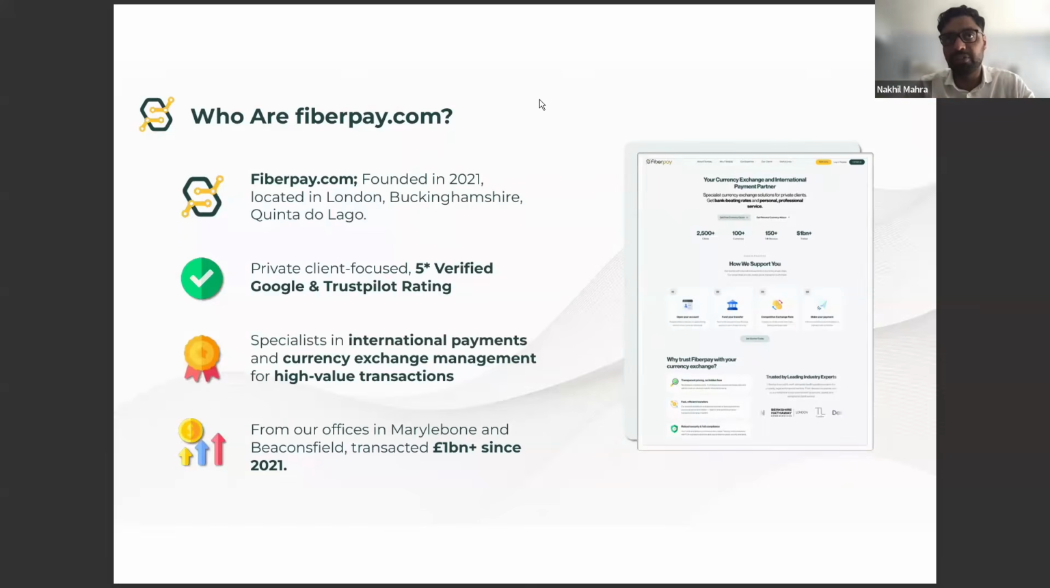We are 95% private client focused, so we speak to investors or property purchasers day in, day out. All our reviews are 5-star on Google, and that's because of the service we offer to our clients. They're all independently verified. Not a single review is below 5-star. We're specialists in foreign exchange and high value transactions, and since inception in 2021, we've done over £1 billion in foreign exchange. That figure is probably now closer to 1.2, 1.3 billion. So we are moving money for and helping a large number of clients.